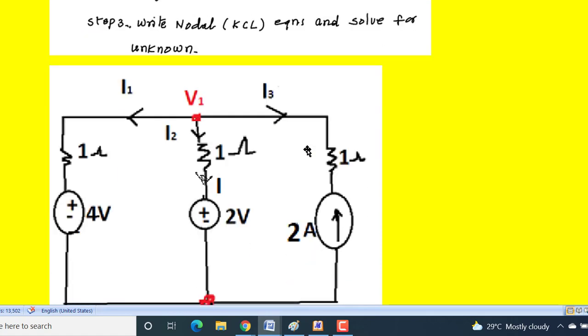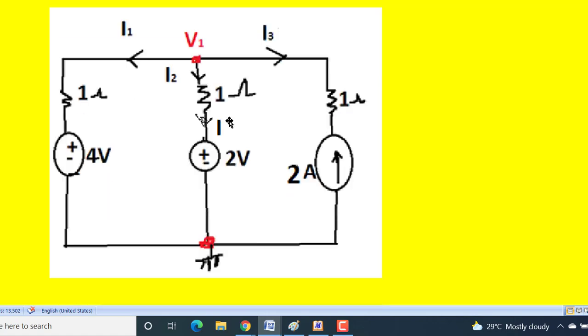The first step is to redraw the diagram like this, then assign the nodes. This is one node and we call it V1, and this is the reference node. It is grounded like this, its voltage is at zero potential, and V1 is called the non-reference node. Having assigned the nodes, we then assign the node currents.